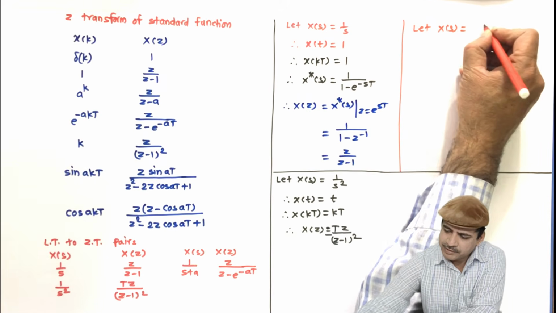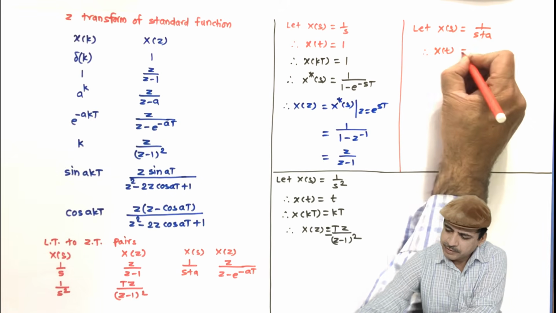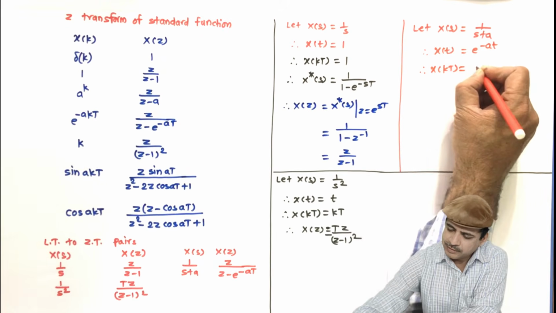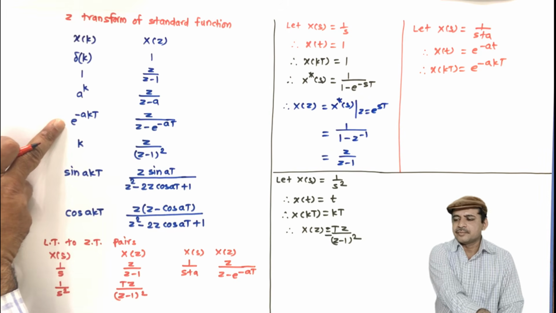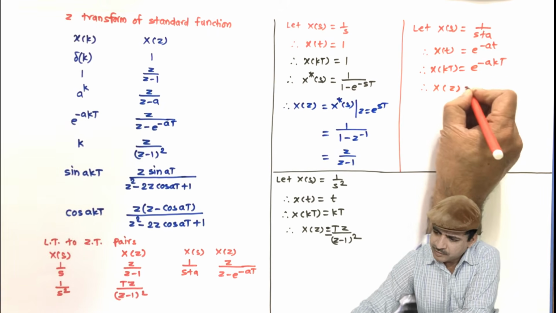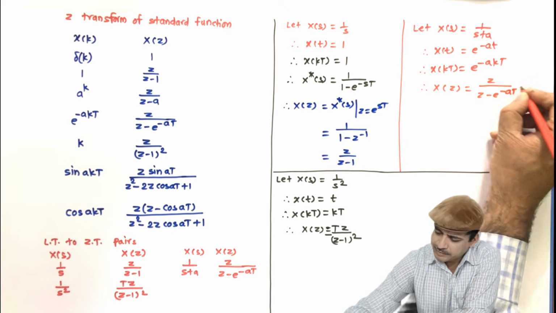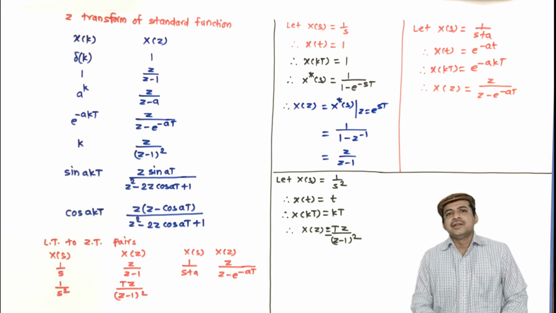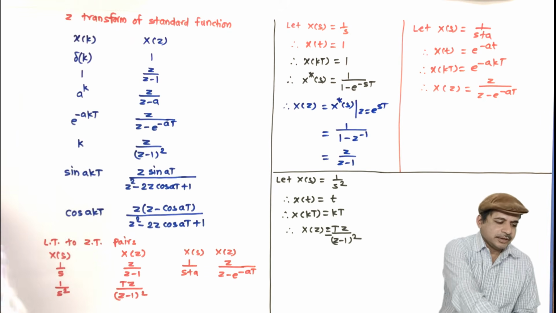Let x of s be equal to 1 upon s plus a. Then x of t is what? E raised to minus at. So x of kT is e raised to minus akT. And then, what is the Z transform of it? So x of z is equal to z upon z minus e raised to minus aT. It can be done, direct transformation. We will do this while solving numerical examples in the concept of pulse transfer function. It is enough in this lecture.